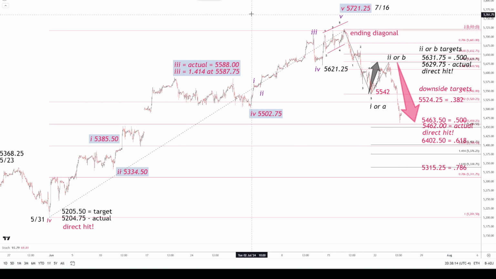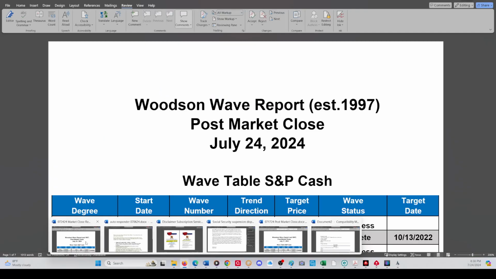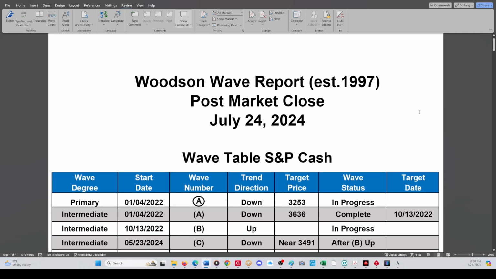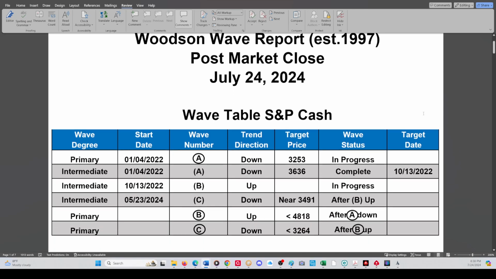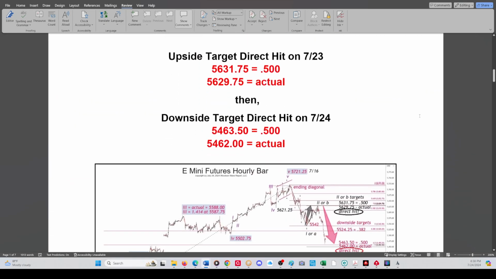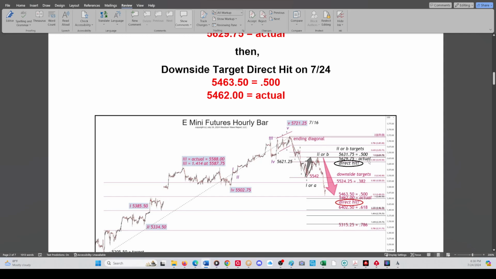And I want to show you guys, if I can, our market close report from today. We haven't had a YouTube update in a few days, but a lot has happened obviously between now and then. Yesterday we had a direct hit on our upside target within 2 points right here. And then the next day, today, we had a direct hit on our downside target.